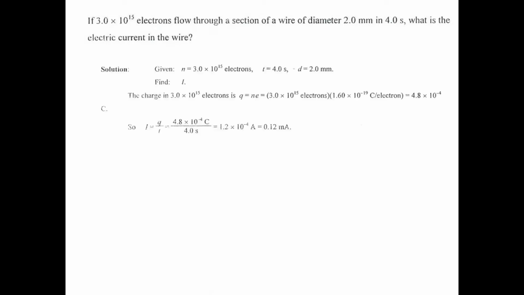Alright, so here's the answer. If you know that the charge of one electron is 1.6 times 10 to the minus 19 coulombs, and you've got 3 times 10 to the 15 electrons, you multiply both of them together, that will give you the total charge, and then you divide by the time taken, which is 4 seconds. You should get 1.2 times 10 to the minus 4 amps, or 0.12 milliamps.